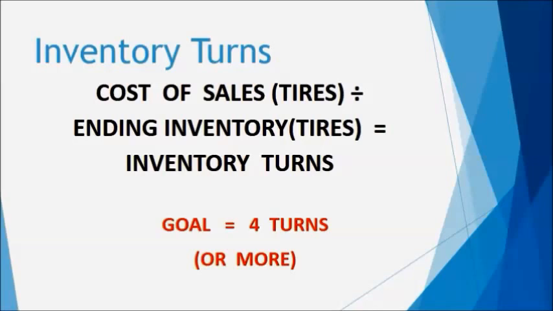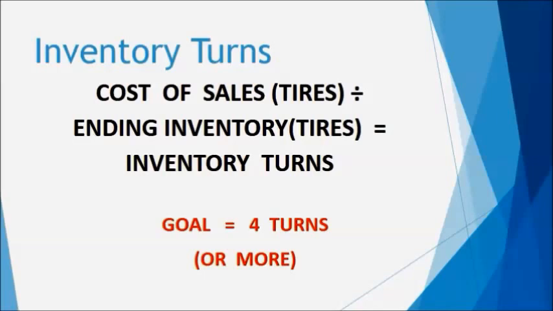So if you want to do an inventory turns, many people do it once a year in December, where you have all 12 months cost of sales divided by the ending inventory. If you decided to do this in January, then you would take January times 12. That would equal your annual cost of sales divided by ending inventory.